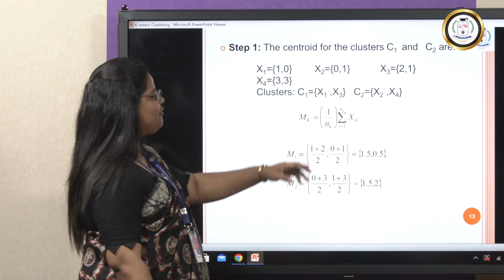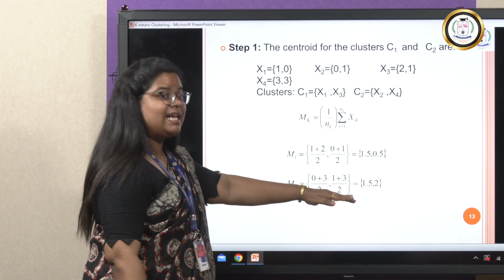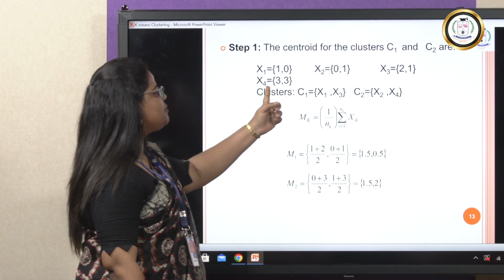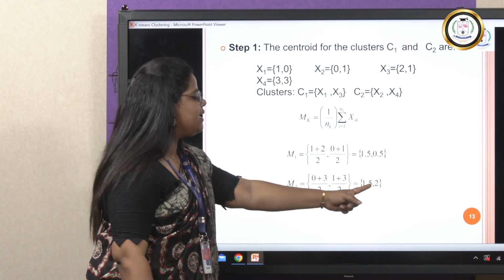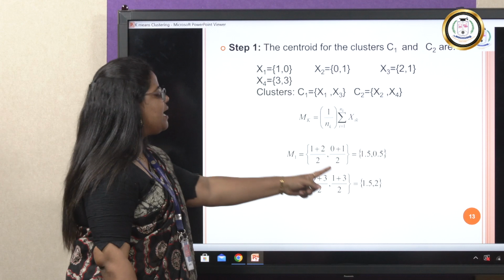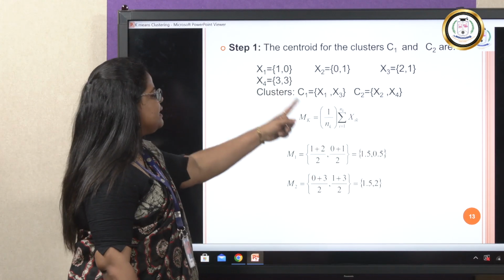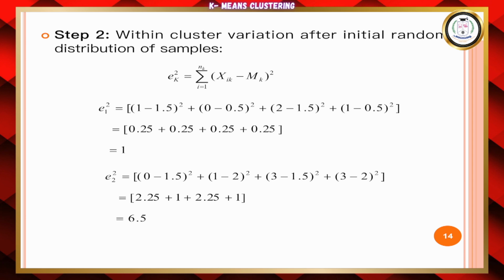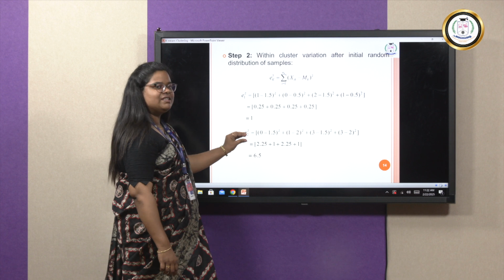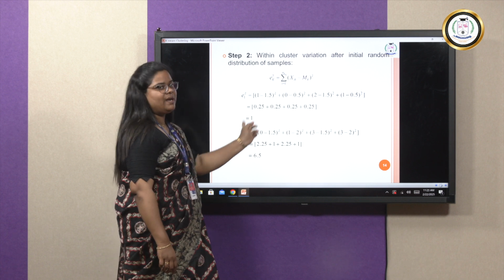Second error term, you have to find out the distance between this mean and its own points. So its own points are x2 and x4. So 0 minus 1.5 the whole square plus 1 minus 2 the whole square plus 3 minus 1.5 the whole square plus 3 minus 2 the whole square. Let us check whether we had computed correctly. Yes. So this is the error term with the first mean set and x1 and x3. This is the error term for the second mean set and x2 and x4.